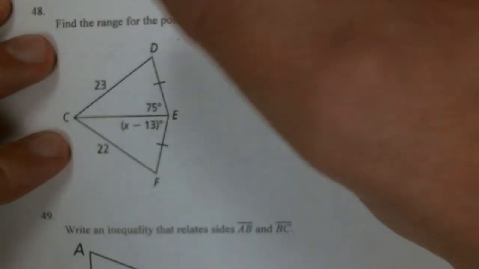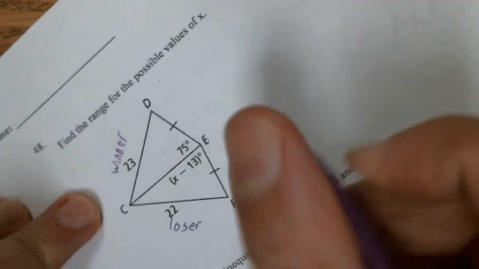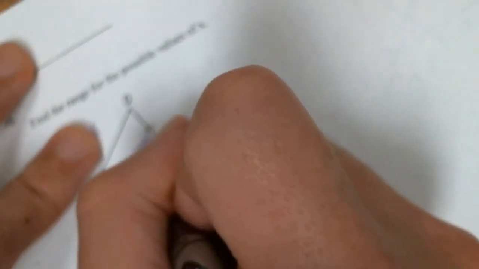I'm still going to use my winner and loser analogy. 23 is the winner because he's longer than 22, so poor 22 is the loser. That means the angle opposite from the winner is going to be the winning angle. So the 75 is the winner, which means this poor expression, x minus 13, he's the loser.